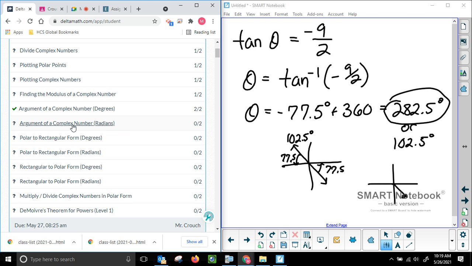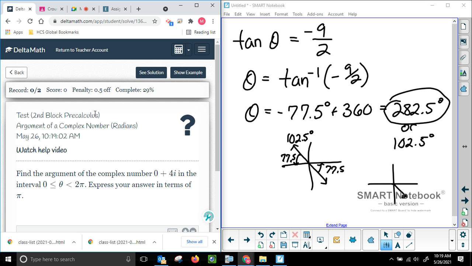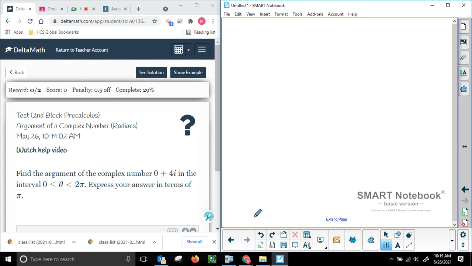All right, so now we can go down to the argument of complex numbers in radians. Here we were doing it in degrees the last couple of times. Now we want to do it in radians. It says express your answer in terms of pi.